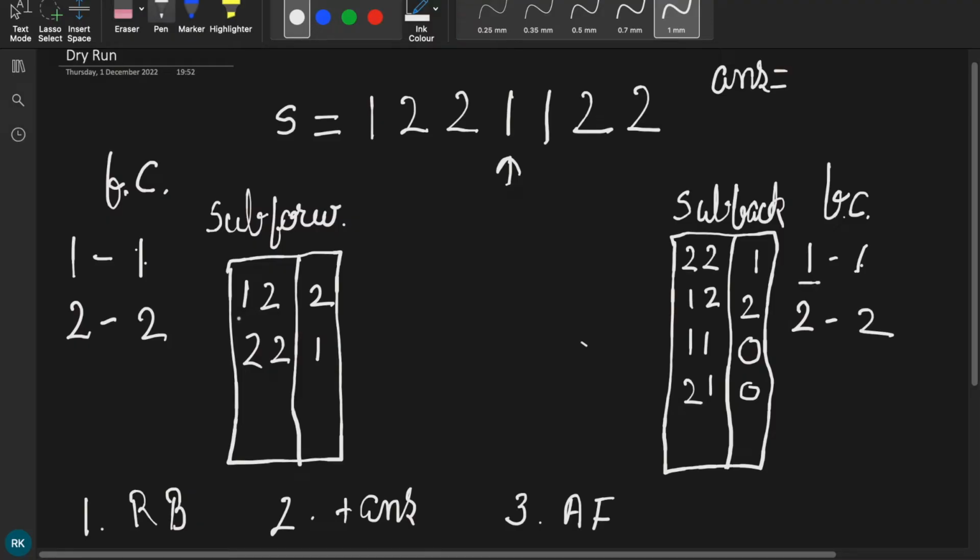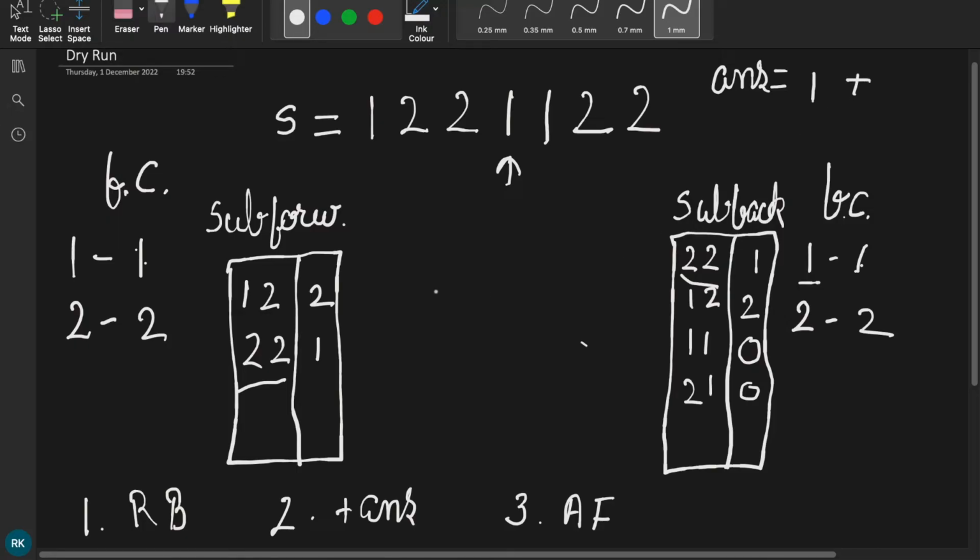We check for all subsequences in sub forward. 1 2, is 2 1 present? Yes, but its count is 0. So we cannot do anything. 2 2, yes, 2 2 is having count of 2. Its reverse is 2 2. It is also having count of 2. So finally, we add 1 into 1, that is 1 to our answer.